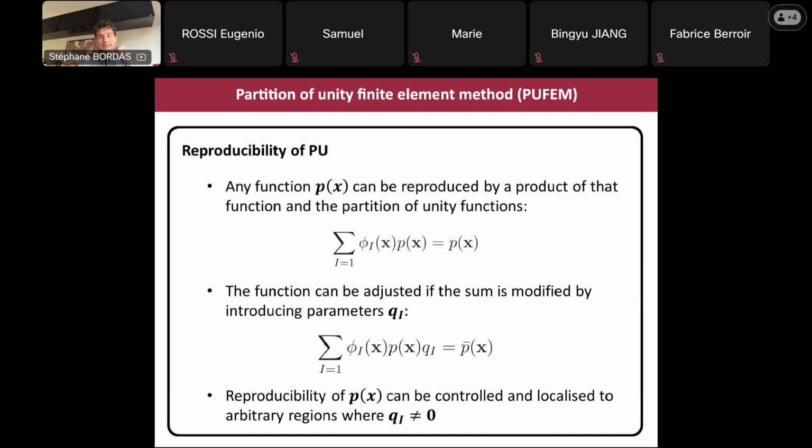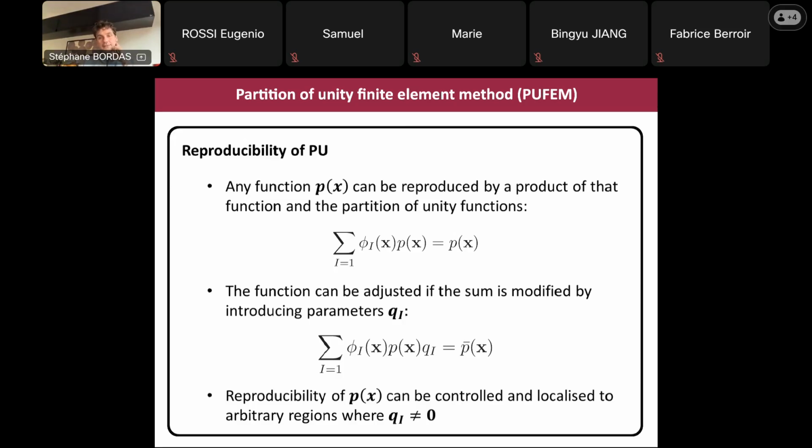And now that's cool. It means that you can now reproduce any function using that set of partition of unity functions. How do I do that? Very easy. Now you can adjust the parameters associated with phi i that we call qi. Those parameters you can adjust in order to fit a function p of x. And we'll see exactly what that means.